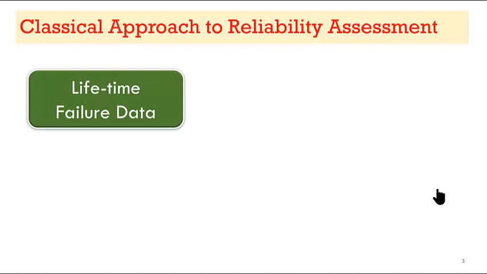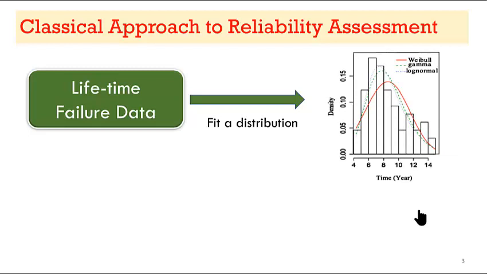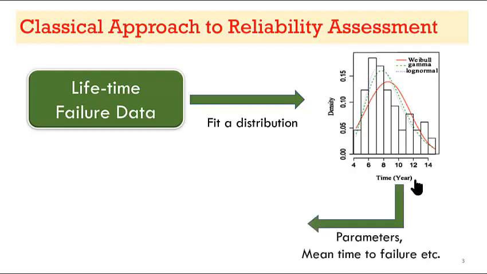So what is the classical approach of reliability assessment? If you want to assess the reliability of a system, classically or traditionally, the approach is based upon the lifetime data, that is failure time data. So you acquire failure time data or lifetime data and then you fit a distribution. You decide which distribution best describes this data. For example, you can fit a Weibull distribution, a gamma distribution or a lognormal distribution. Once you have this distribution, you can estimate the parameters of this distribution.